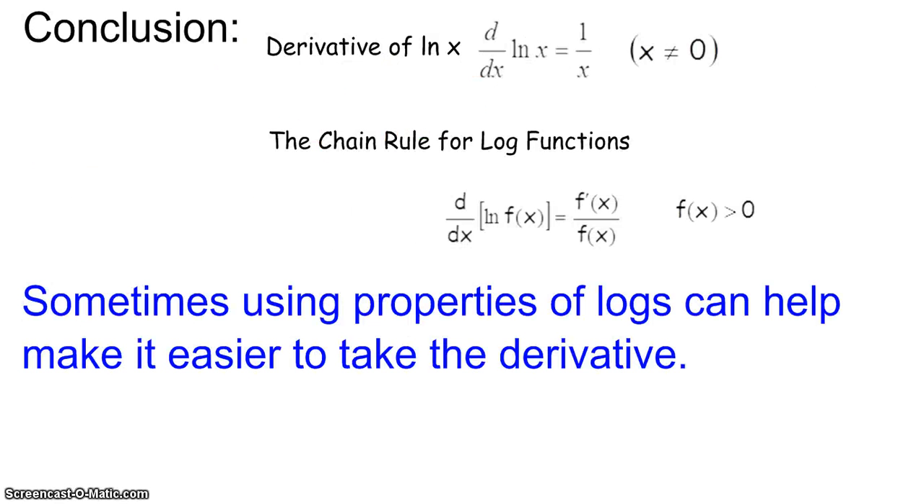Okay, so we want to understand the derivative of a natural log is 1 over x. The derivative of the natural log of x is 1 over x. The derivative of natural log of f of x is f prime of x over f of x. And we also want to keep in mind our properties of logs, because those can sometimes make it easier or simpler to take the derivative and simplify. Good stuff.